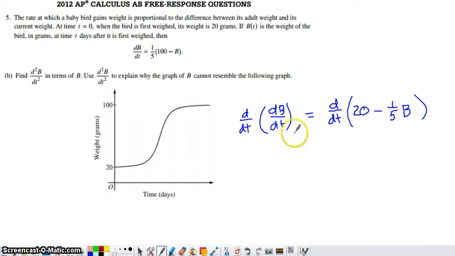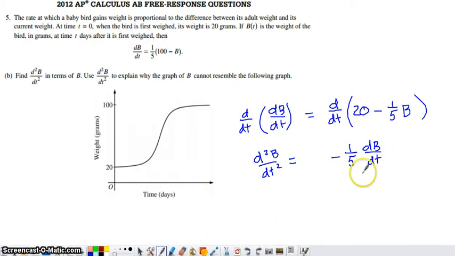And so the derivative on the left is pretty easy. The derivative on the left is just going to be our second derivative, so the second derivative of b with respect to t in Leibniz notation. And then over here, the derivative of 20 with respect to t is 0. And then the minus 1/5 is a constant, so I'm going to copy that into my derivative. And then the derivative is not being done on this side with respect to the variable b. The derivative is being done with respect to t. So the derivative of b with respect to t is db dt. Now, the 0 doesn't really need to be shown. I'm going to get rid of that at this point.